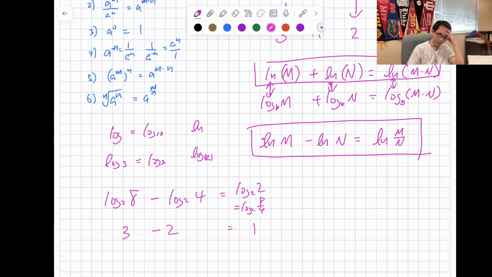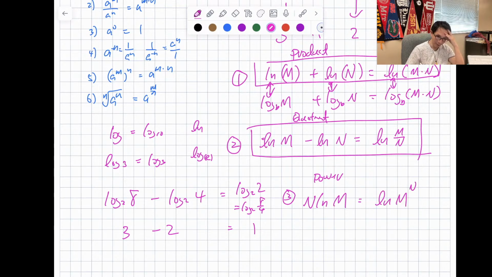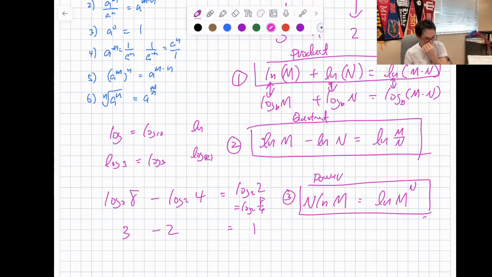Okay, so this is the first property, the second property, and there's a third property. This is called the product property of log, and this is the quotient property. Quotient means divide. And the last one is the power property. If you have n times the natural log of m, it is equal to the natural log of m to the n power. This is the power rule.